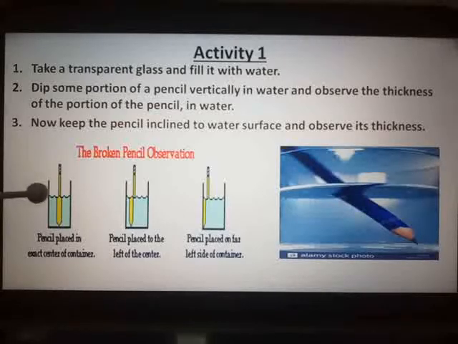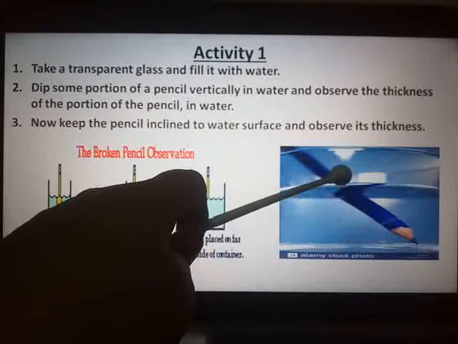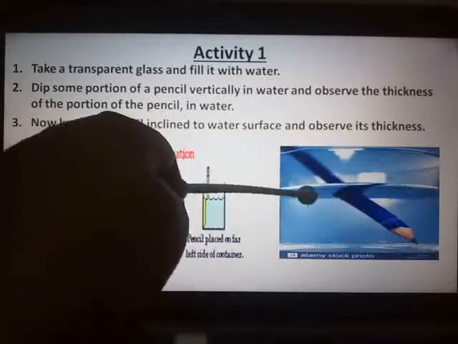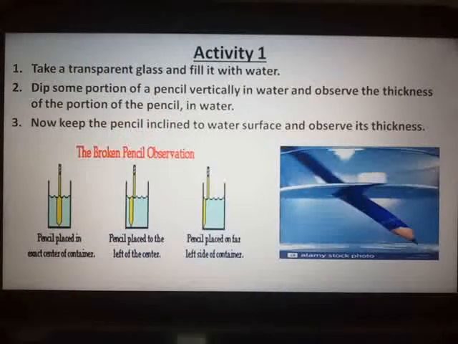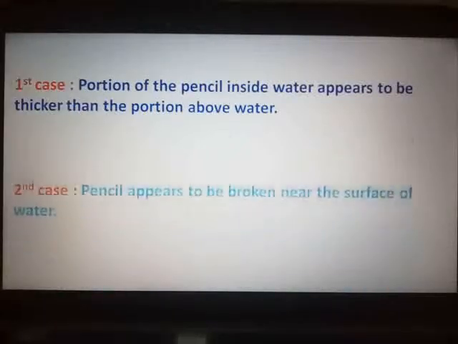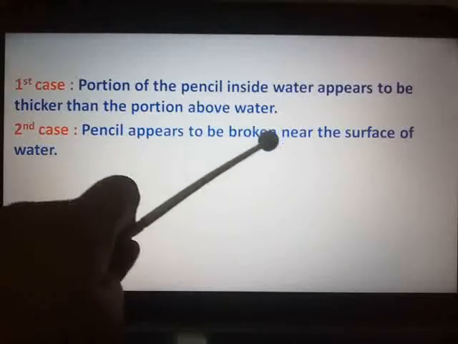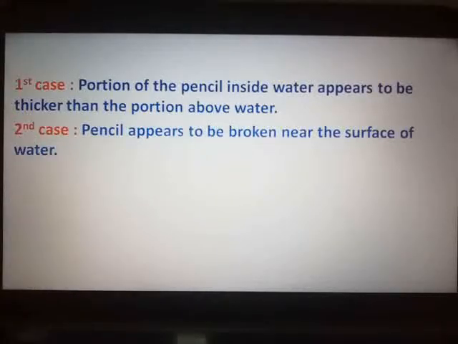What can you observe looking at the figures? That the portion of the pencil inside the water appears to be thicker than the portion above the water. And what do you see in the second case? That the pencil appears to be broken near the surface of water. So this will be the first part of your answer, that is your observation: the portion of the pencil inside the water appears to be thicker than the portion above water, and the pencil appears to be broken near the surface of water. You will get 1 mark.